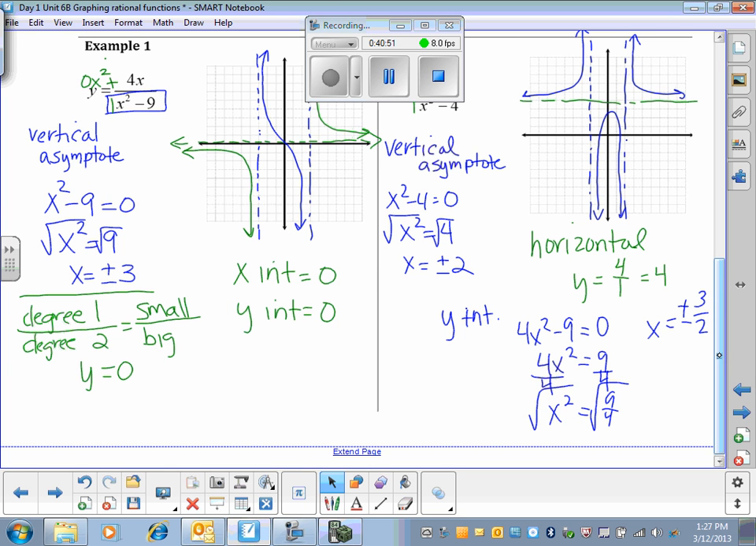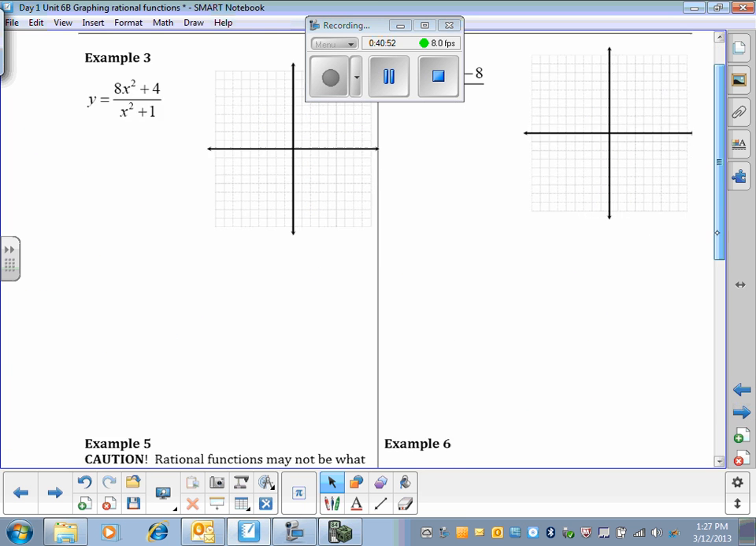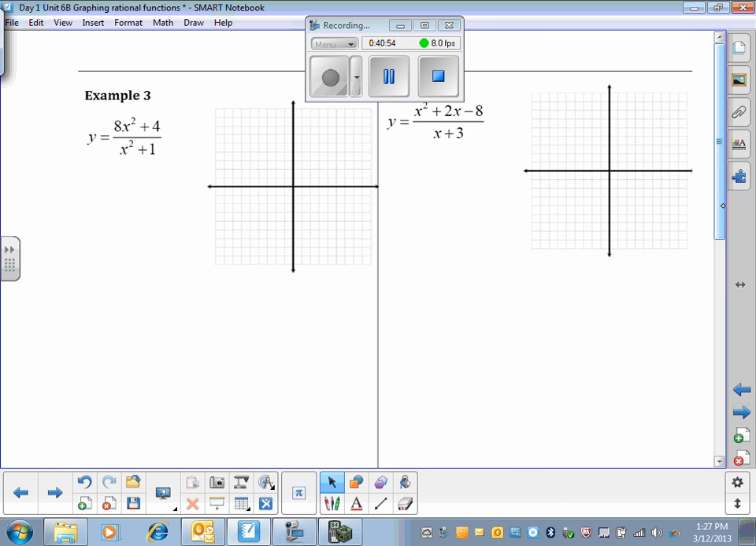Okay, last but not least, one more idea. We're going to skip 3 and 4. Actually, let's just look at 3 though, because I want to show you something. If I'm looking for my vertical asymptote on this, how do I do it?